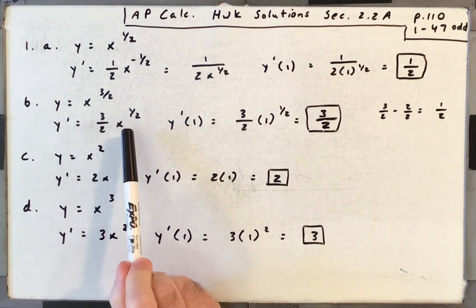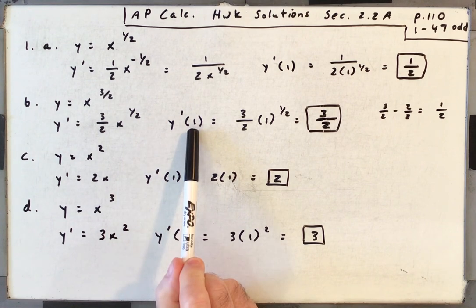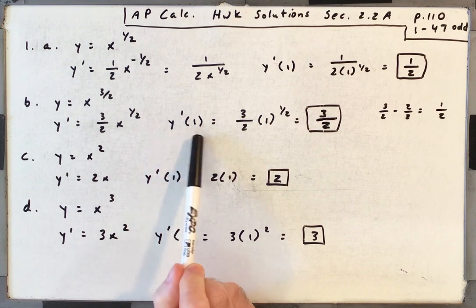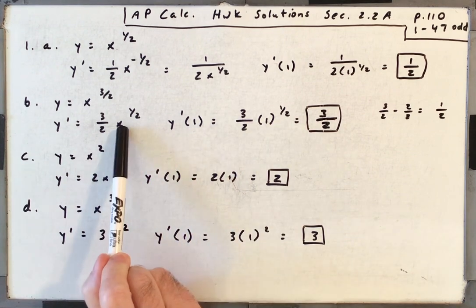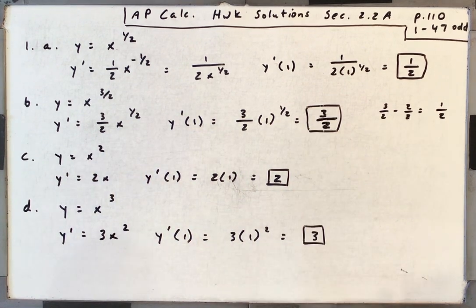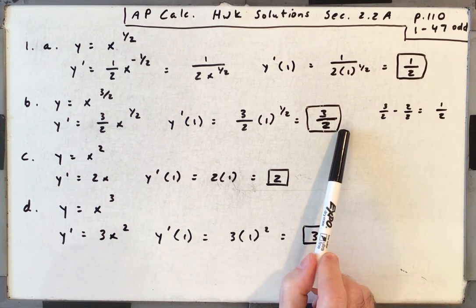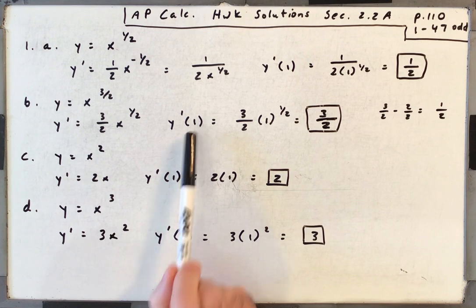So 3/2 times x to the 1/2, we're going to plug 1 in. That's one way that you can denote that, y prime of 1. So 3/2 times 1 to the 1/2 is just 3/2. So 1/2 is the slope for part A, and 3/2 is the slope of the tangent line at the point 1.